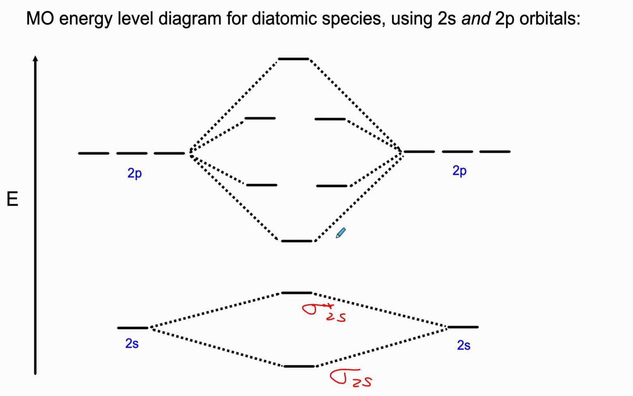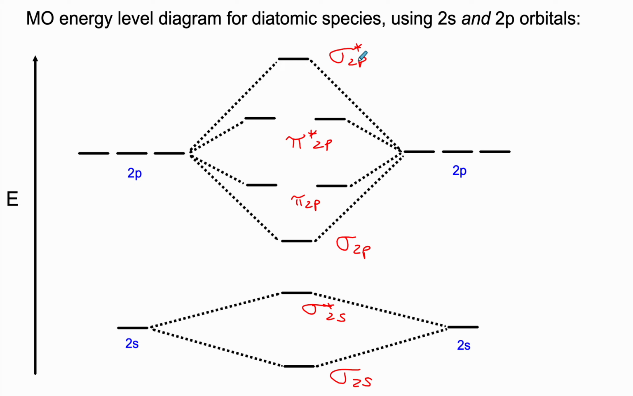Above that, we have the sigma 2p bonding molecular orbital, and we have 2 equivalent pi 2p bonding molecular orbitals. Above that, now we have antibonding molecular orbitals that come from the 2p orbitals. We have the 2 equivalent pi star antibonding 2p molecular orbitals. And at the very top, we have our sigma star 2p antibonding molecular orbital.